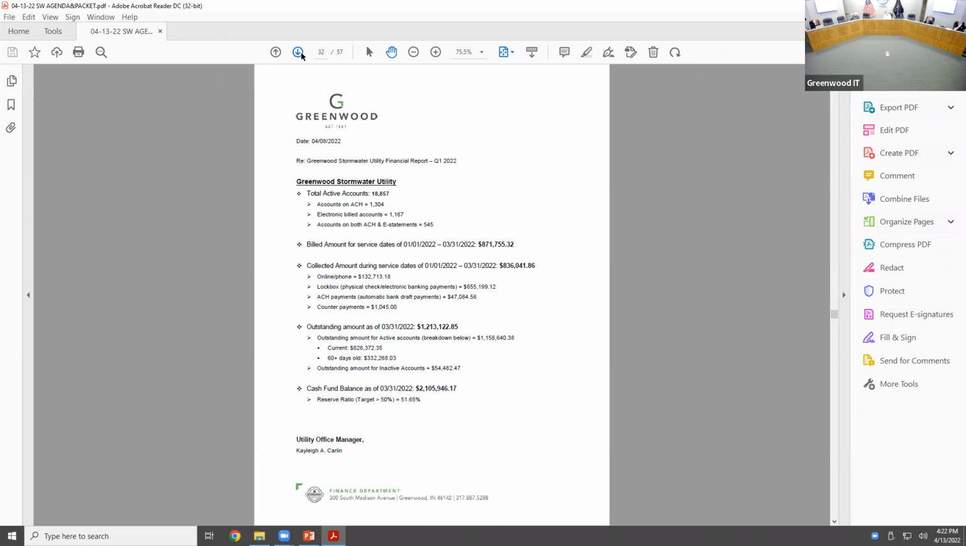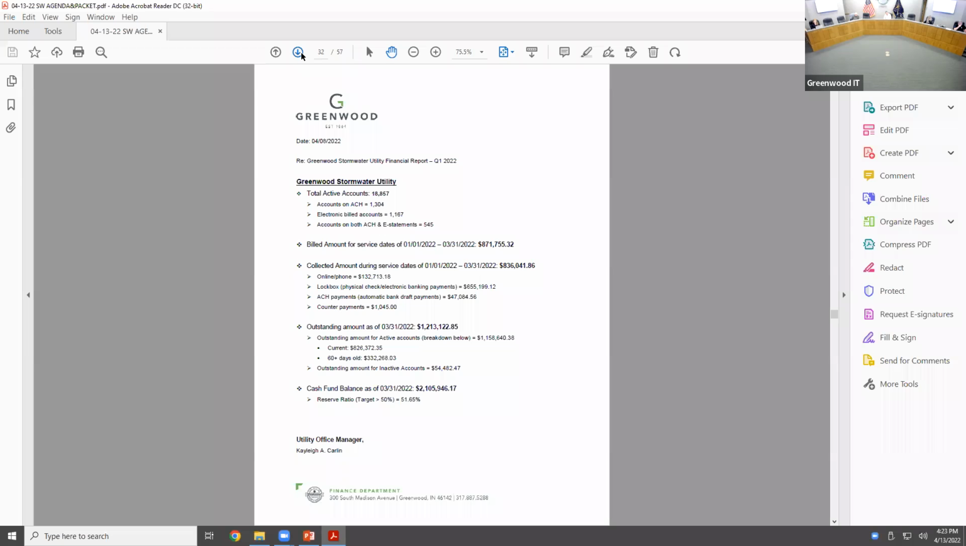Lockbox payments represent the biggest part of that. People write a check and mail it in. And then we have the automatic bank drafts, and then about $1,045 of people coming actually to this building and paying in person. As of the end of March, we have 1,213,122 outstanding. That includes the billing for the first quarter, and then the other stuff, you see the 60-plus days old, 332. Those are late payers on other accounts, potentially up for going through the lien process.